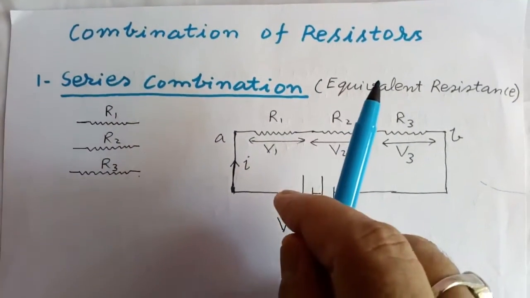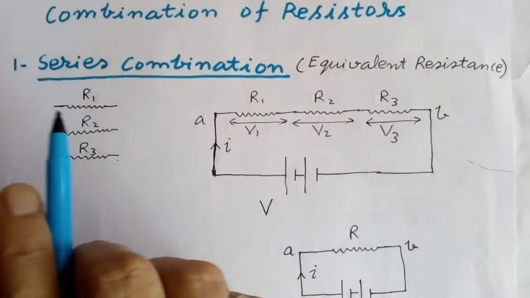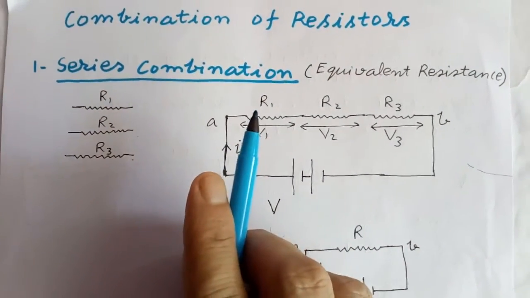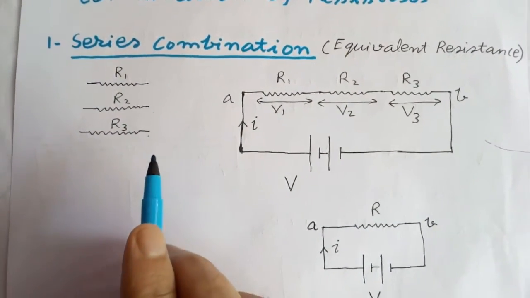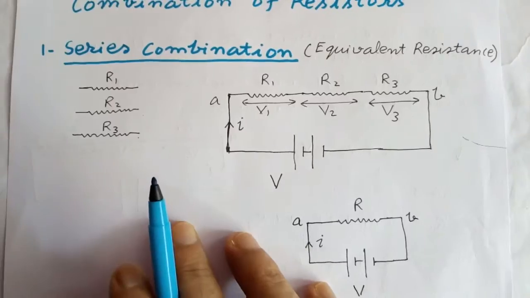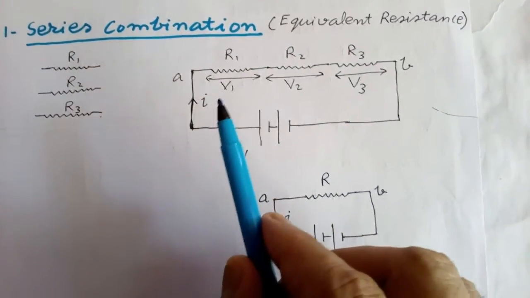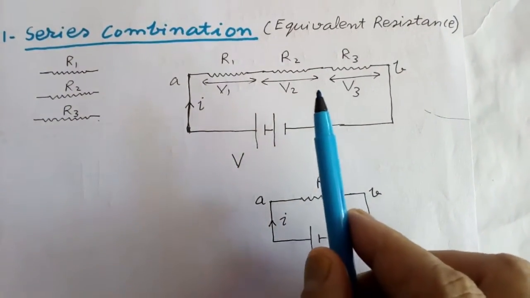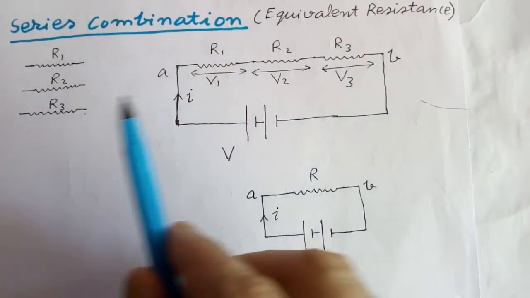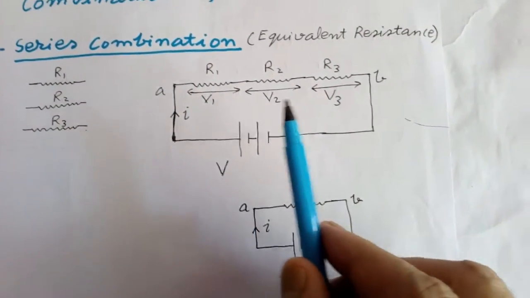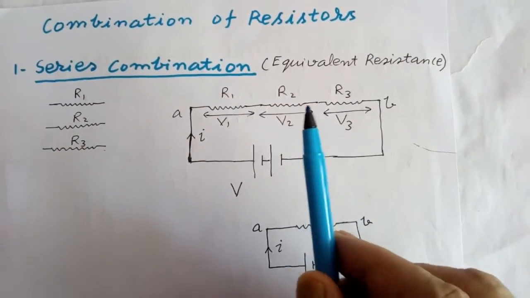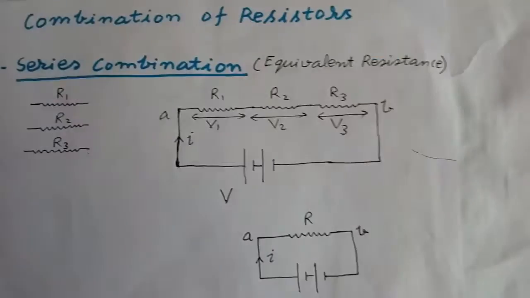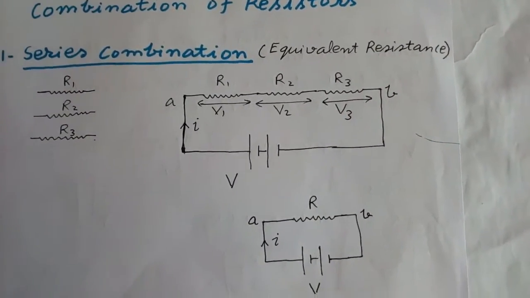Combination of resistors. First is series combination. Suppose R1, R2 and R3 are three resistances and we connect them like this, one resistance behind the other. So this type of combination is known as series combination. Now we have to evaluate a formula for equivalent resistance.